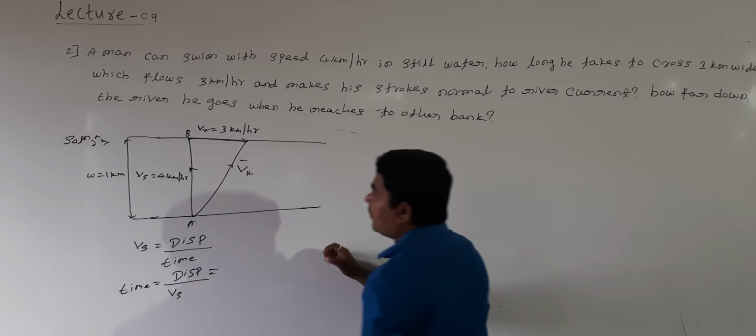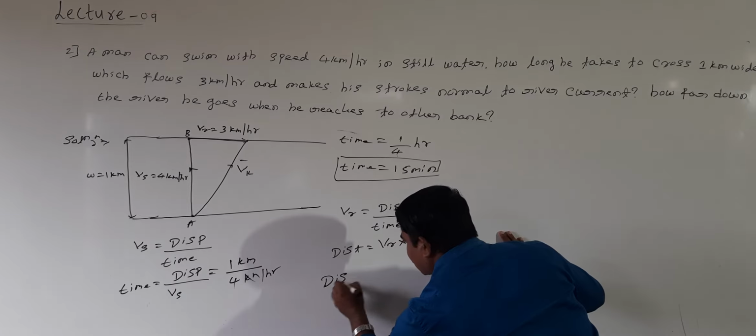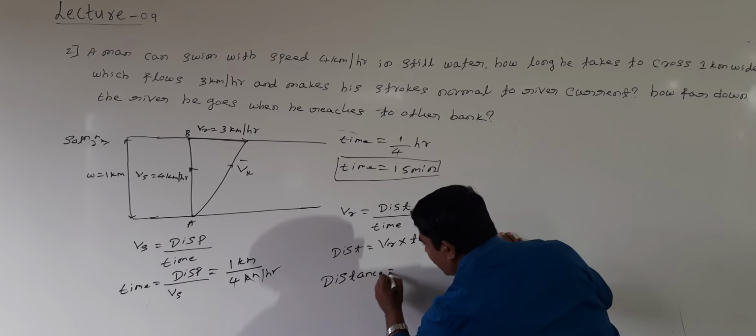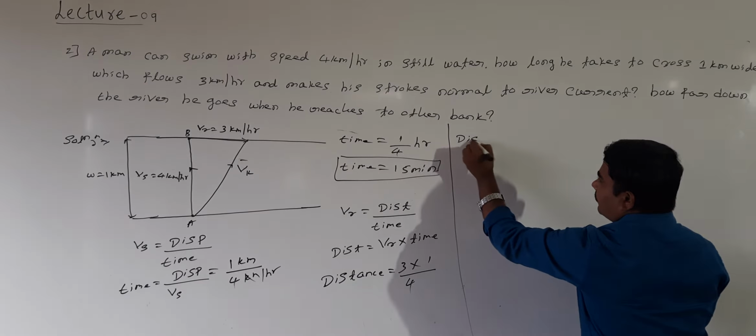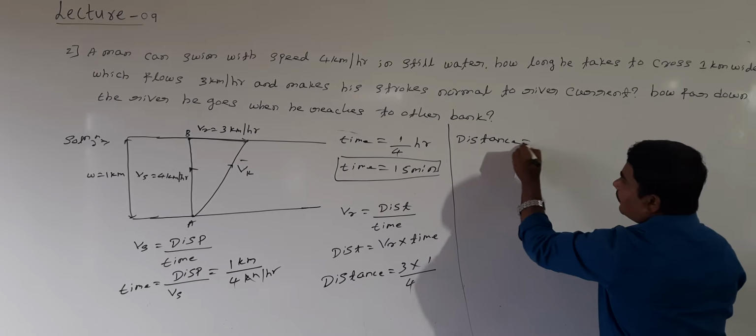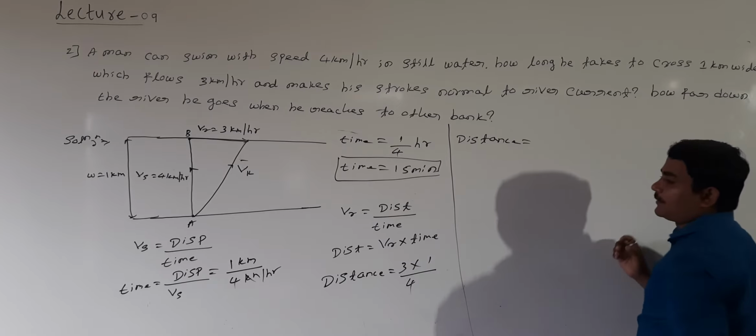How to calculate the distance here? Distance equal to how much? Distance equal to speed into time, right? Then shall I calculate the distance? Distance equal to VR. What is VR? The speed of the river. 3 I will take. What is time? Time equal to 1/4. Distance gone down equal to 3/4 kilometer.